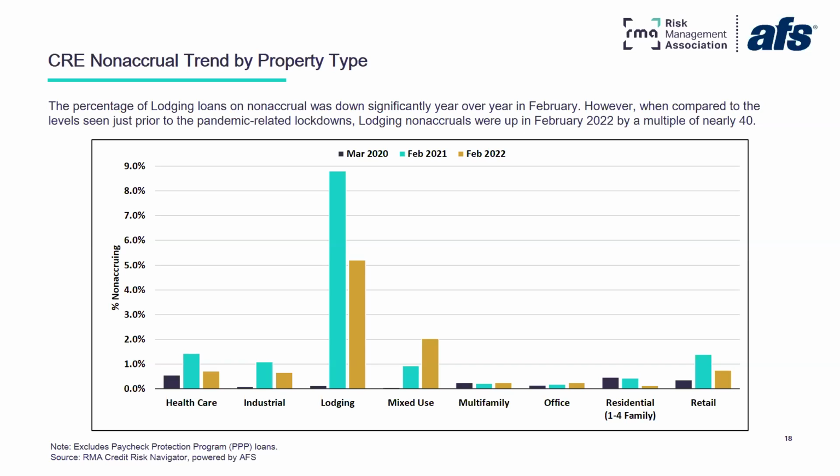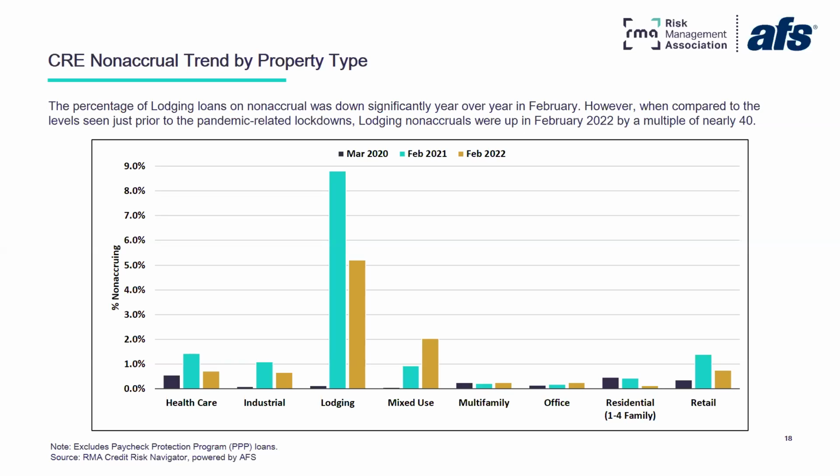Now, the pandemic has basically been a non-event in terms of performance for multifamily, office, and residential properties. For health, industrial, and retail, non-accruals rose in 21, but are now back to or close to the pre-pandemic level, so they seem to recover. The only property type that seems to be headed in the wrong direction is mixed-use properties. It's gone from 0.07 pre-pandemic to now just over 2%.